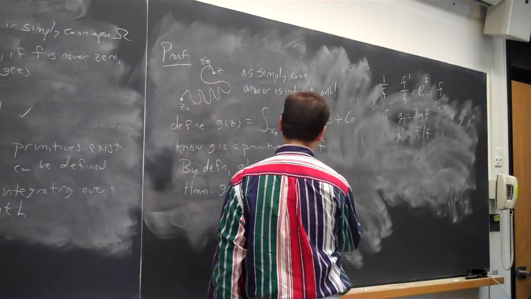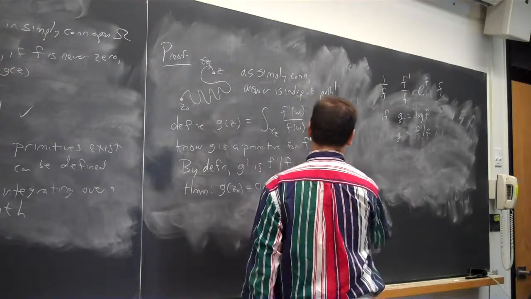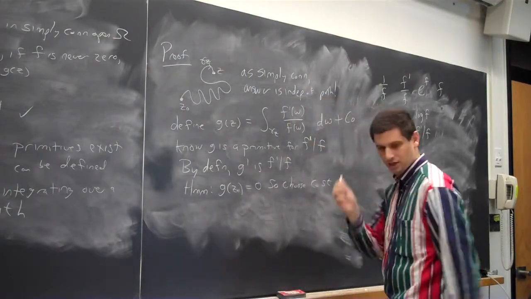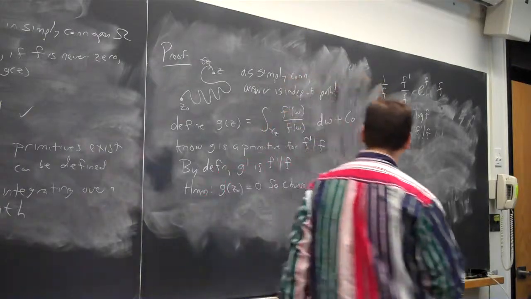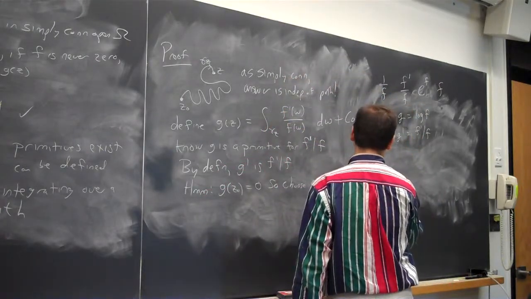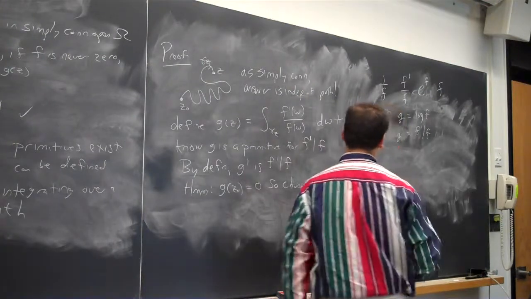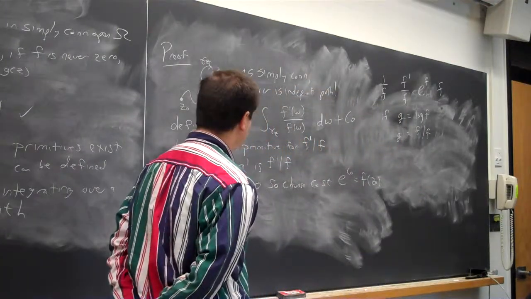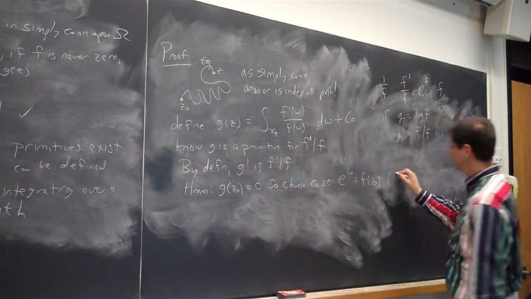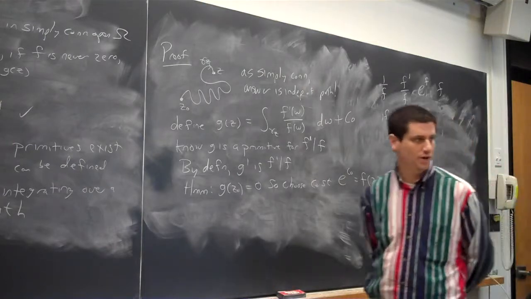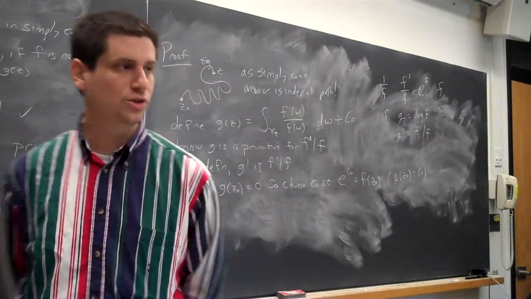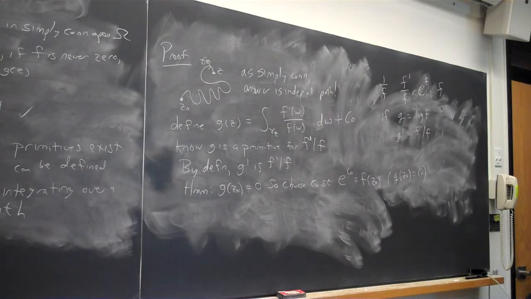So choose C naught so that, let me make sure it's the correct way, such that e to the C naught is F of Z naught. And so really now what we're getting is G of Z naught is C naught, and I'm choosing it this way. So I'm essentially choosing it to be the logarithm of F. And so again, hopefully this is now a natural thing to do.